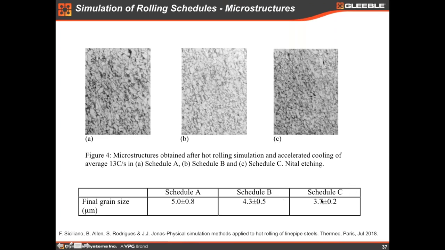If you look at schedule C, you have a more intense grain refinement and also a better uniformity of the grains, which we can see from the standard deviation. So you go in the direction that you want if you test one of the metallurgist's crazy ideas. You just need, of course, a solid background to propose that and suggest a schedule change, right? And this is where Gleeble can be very useful.